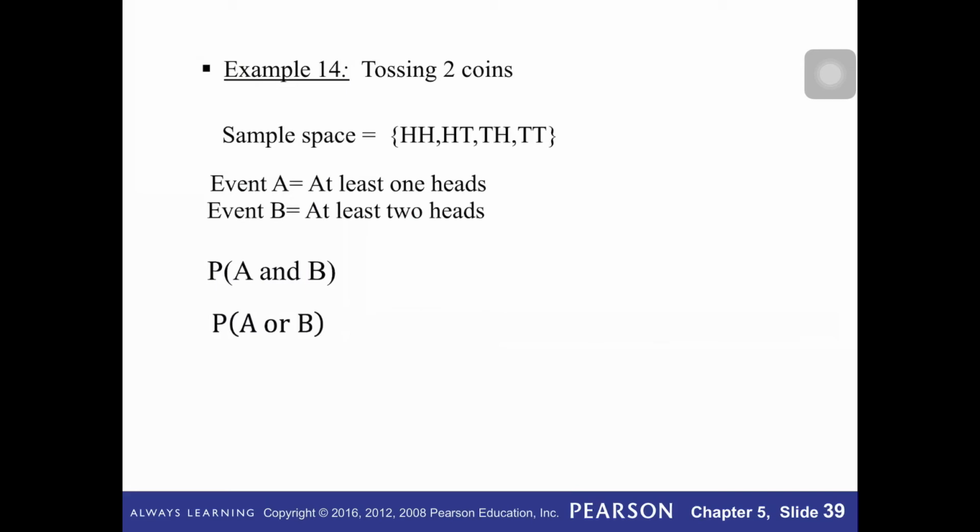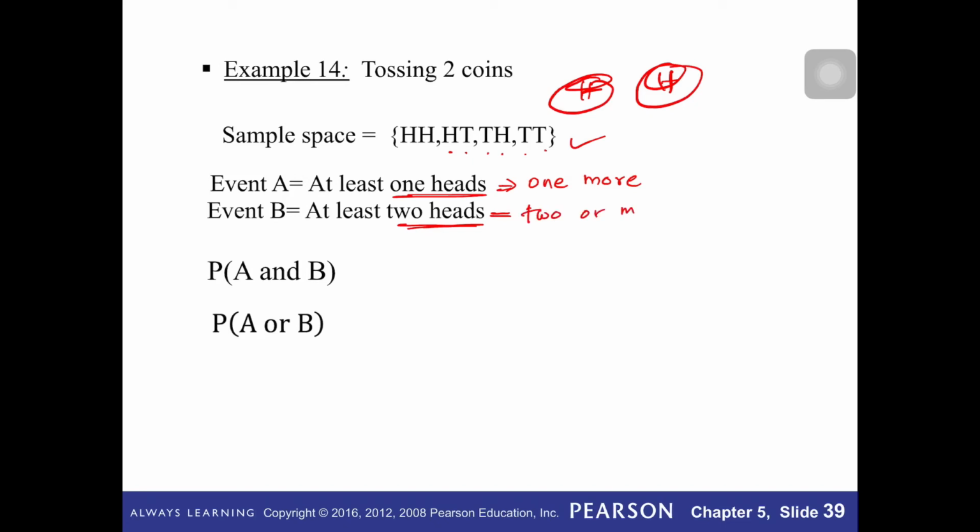Okay, let's do this example. Tossing two coins, again two coins. Sample space, you know what the sample space is. First I get head, second I get head. First head, second tail. First tail, second head. First tail, second tail as well. So the events are at least one head and at least two heads. At least one means one or more, right? At least two means two or more.